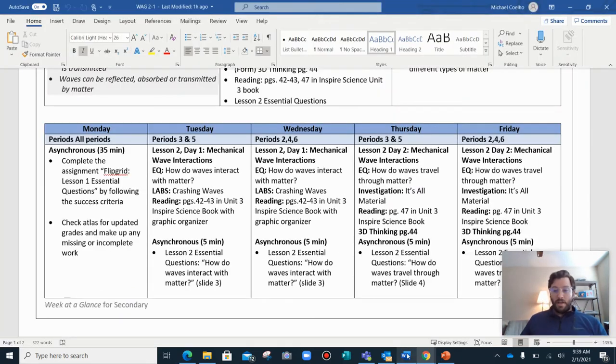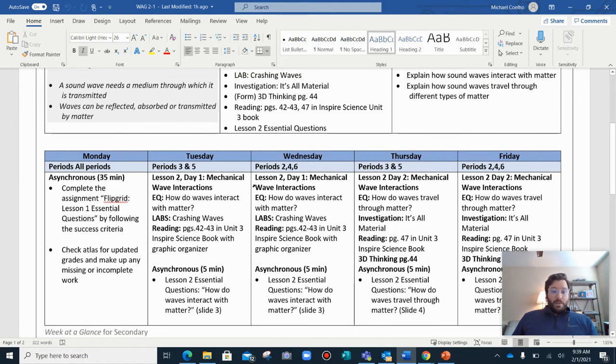Okay. Other than that, check Atlas for updated grades and make up any missing or incomplete work. Remember, message your teachers. Not only your science teachers, but the rest of your teachers, message them when you need an assignment, message them when you've made up an assignment, because we don't always get notifications, okay? So you don't want to do all that hard work, turn it in, and then 2 weeks later, your grade's not changed. So that's Monday.